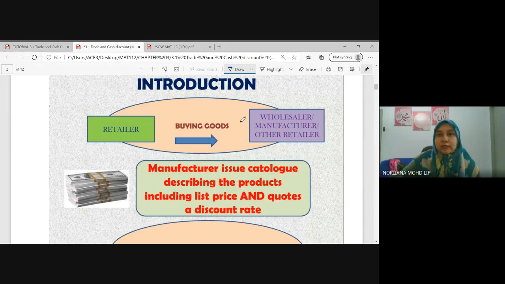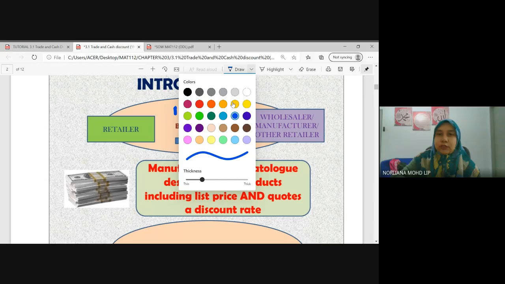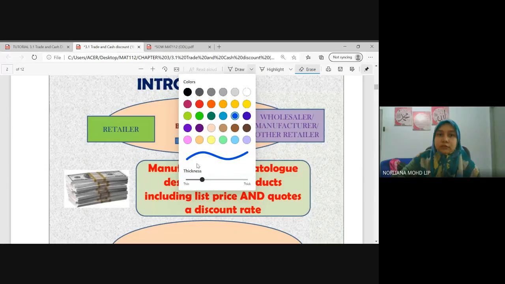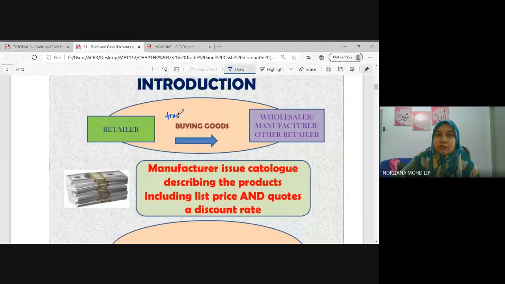So, kat sini disebabkan beli barang secara borong kan, biasanya dia akan dapat discount lah. So sama ada diskaun yang dia akan dapat tu sama ada trade discount ataupun cash discount. Ada dua. Two types of discount. Maksudnya beli barang banyak akan dapat diskaun lah kan. Trade and cash discount. Okay, biasanya kita mulakan trade discount dulu lah.